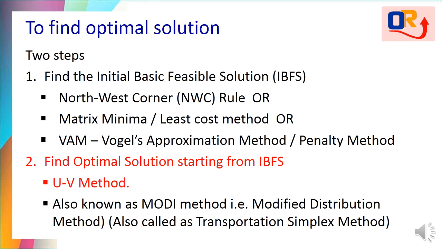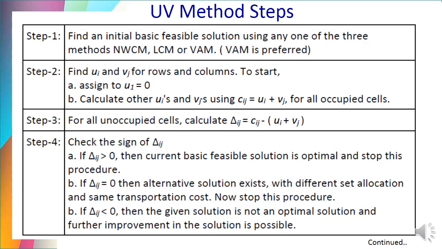One such method used to find the optimal solution is the UV method. It is also called the modified distribution method or MODI method. It is also called the transportation simplex method. Let us understand how this UV method works. The steps involved in the UV method are as follows.